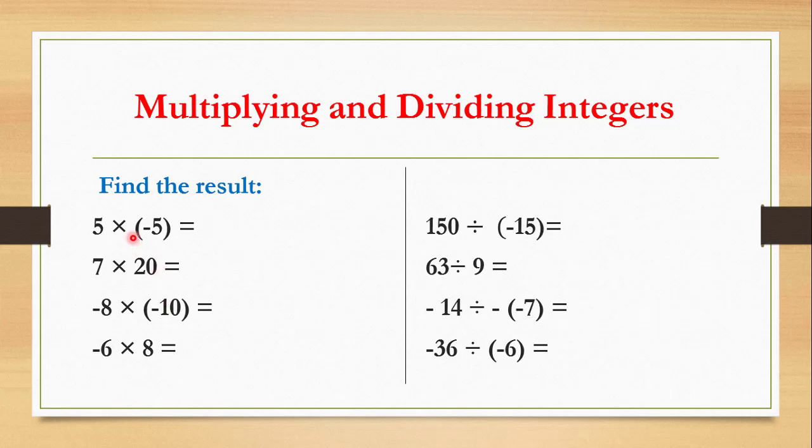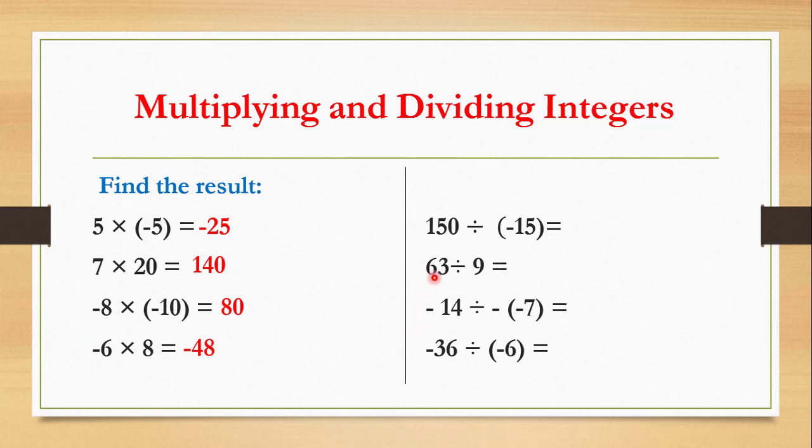Here we have a negative sign, so negative number. 5 times 5 equals 25, so negative 25. The second one, the same sign, so positive number. 7 times 20 is 140, so 140. Again the same sign, so positive number. 8 times 10 is 80, so positive 80. 6 times 8 is 48, and here we have different signs, so negative 48.